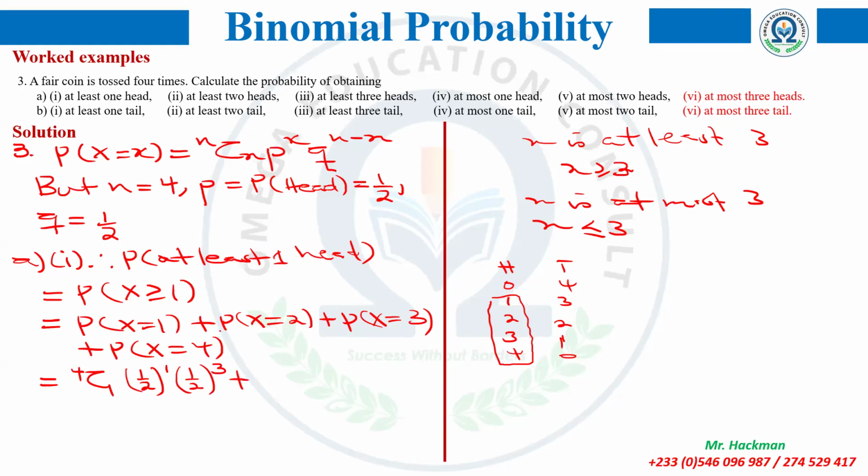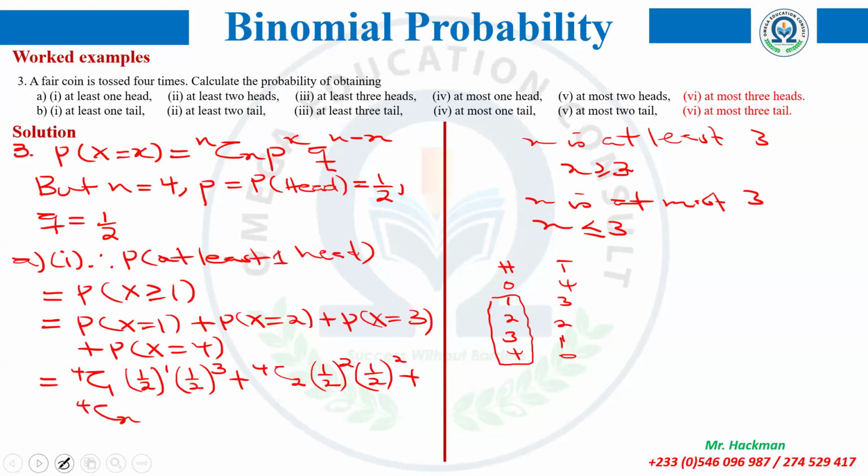Then plus, we come and do this. x is equal to 2, so that will give us 4 combination 2, then 1 over 2 to the power 2, which is squared, into, again, your q is 1 over 2 to the power n minus x. That is 4 minus 2, which is 2. Then plus our third one, a spillover, which is this. Because there is no equal to, we can easily identify that as a spillover. So that will give you 4 combination 3. I hope you are with me, my professors.